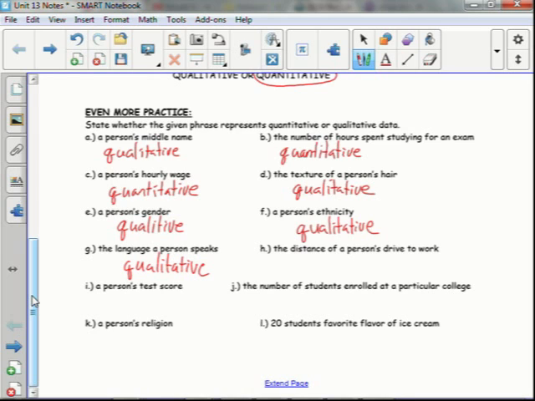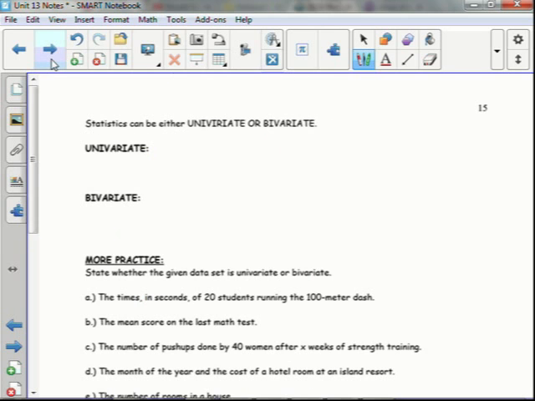I think I didn't spell that right up there. The distance a person drives to work, that's going to be quantitative. A person's test score, again, a measurable number, quantitative. So hopefully you see the difference between those, and you can go and finish the rest of those for a little more practice. But the first thing we have to understand is the difference between qualitative and quantitative. All right, so we're going to flip the page here.